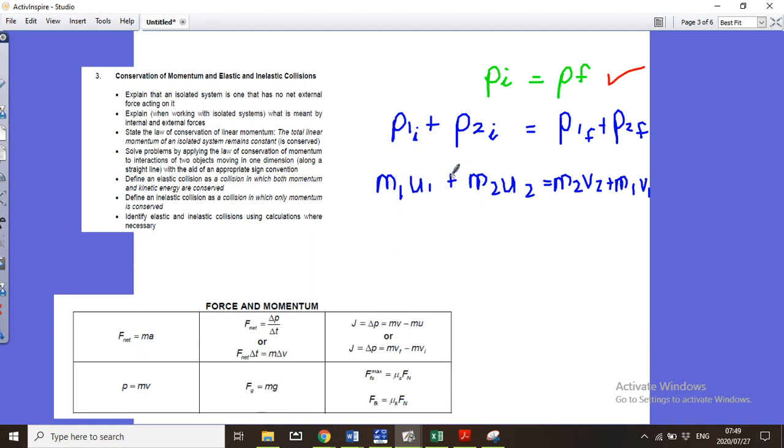Now you're going to fill in your values, remembering the direction, because if to the right was positive, you need to remember that any velocity to the left is going to be negative, and then you've got your equation.